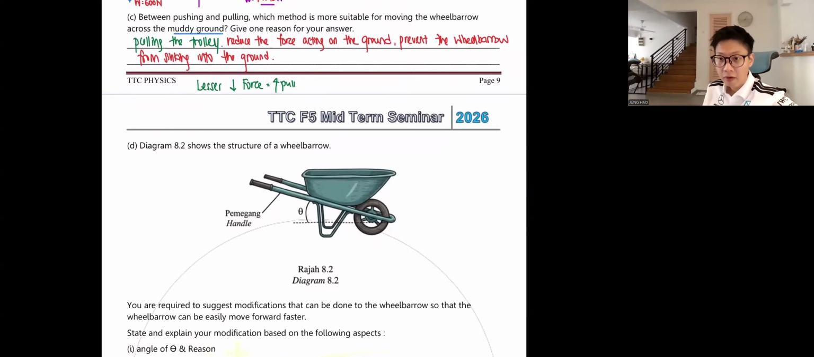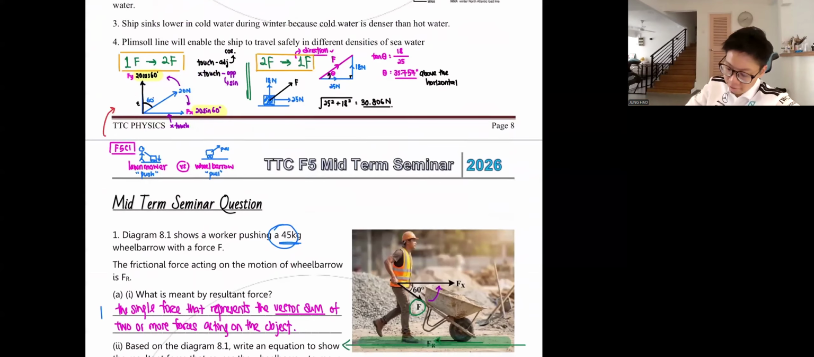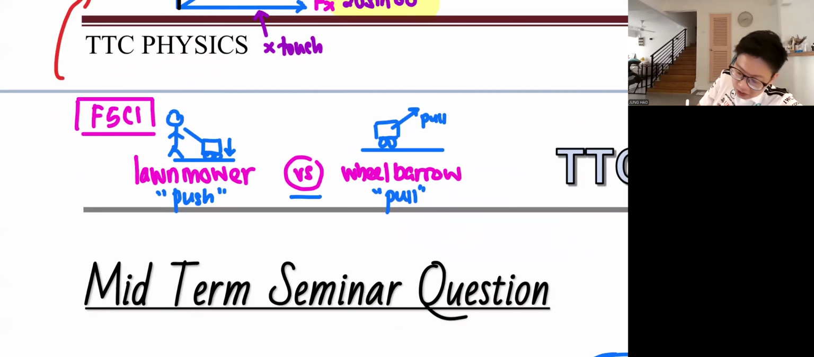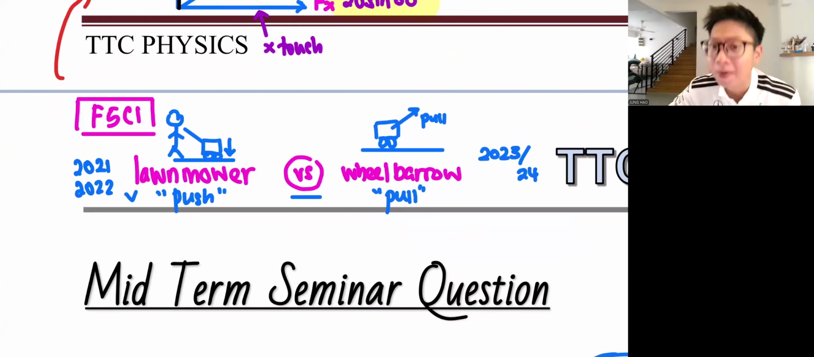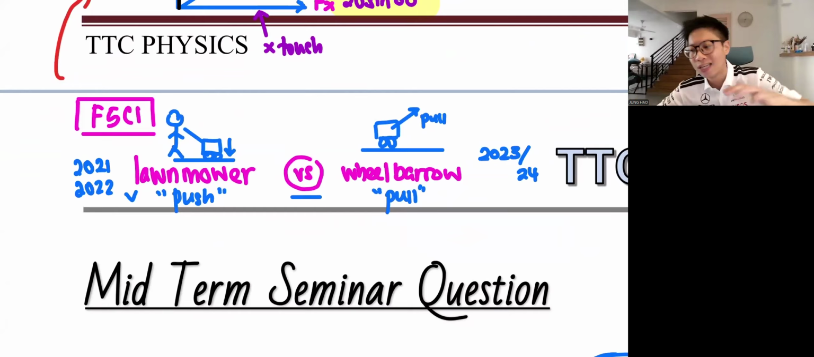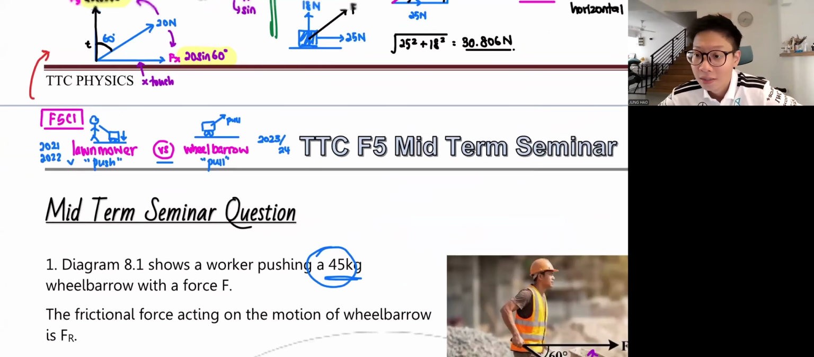Okay, so next, guys, this is the first part. You have to mentally be able to know what's the difference between lawnmower and wheelbarrow, what's the physics concept involved and everything. Now, in 2021, 2022, lawnmower was a hot topic. I think from 2023/24 onwards, wheelbarrow was the hot topic already. So that's like a fashion one, physics.